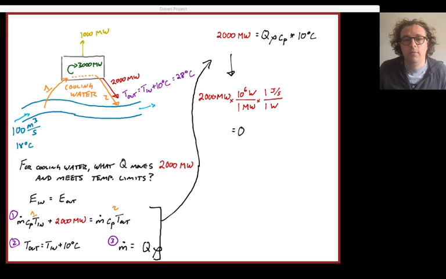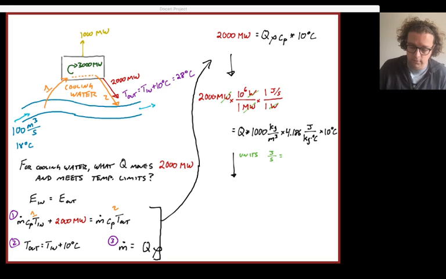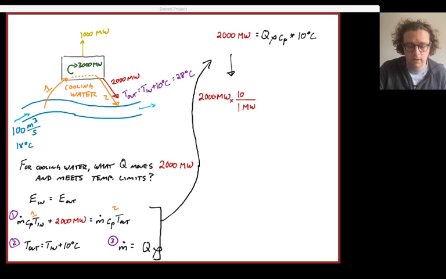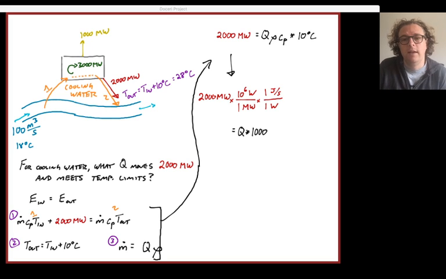So if we go ahead and plug in what we know, we can end up with an equation like this. And let me just talk you through this. Pause. Slow down, Adam. So in red, what I'm doing is taking that 2,000 megawatts, converting it into watts, so 10 to the 6th watts per 1 megawatt, and then converting it into joules per second, so 1 watt being equal to 1 joule per second. On the right-hand side of the equation, we've still got that unknown discharge, Q.